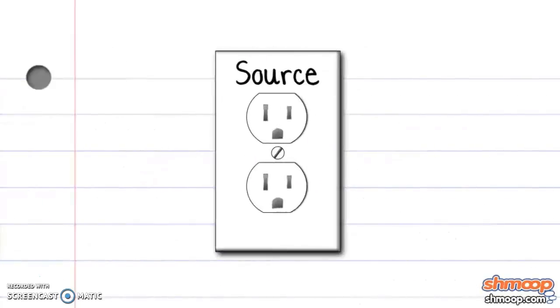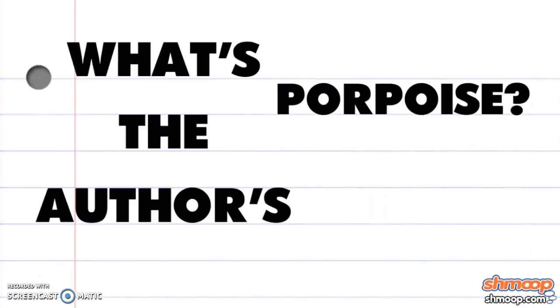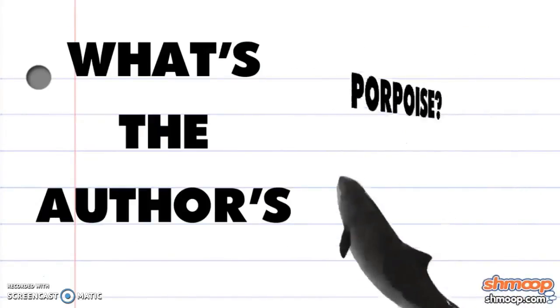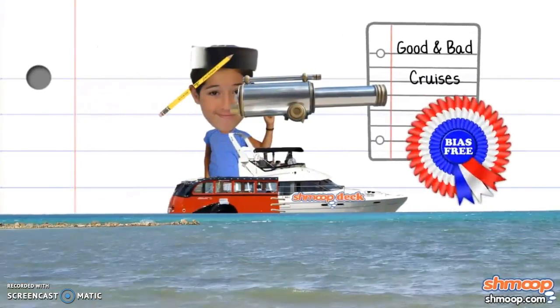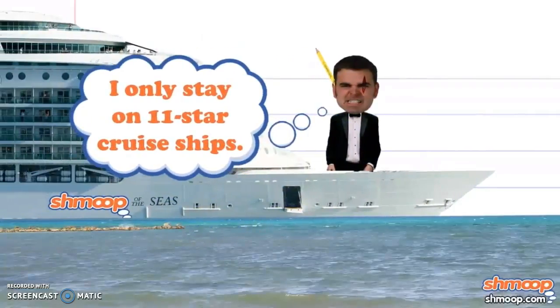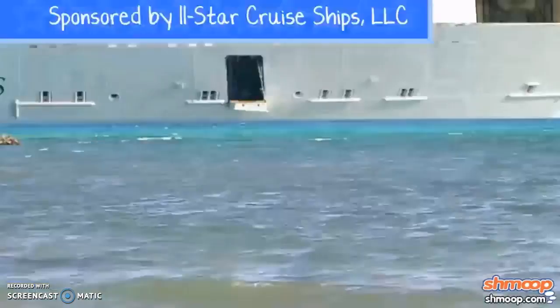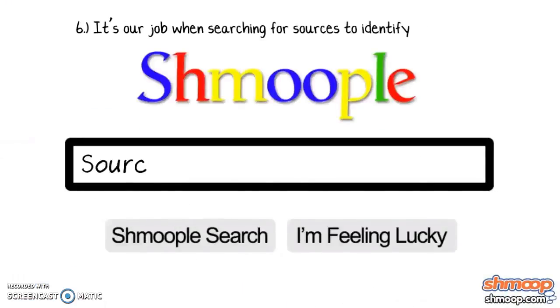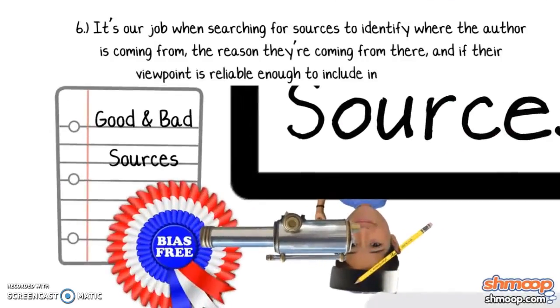Alright, well here's another criteria for determining the reliability of a source. What's the author's purpose? While some authors set out to provide an objective look at a topic, others will have an agenda because they have very strong feelings about the subject, or perhaps because their research was sponsored by an organization with a particular outlook. It's our job when searching for sources to identify where the author is coming from, the reason they're coming from there, and if their viewpoint is reliable enough to include in our own work.